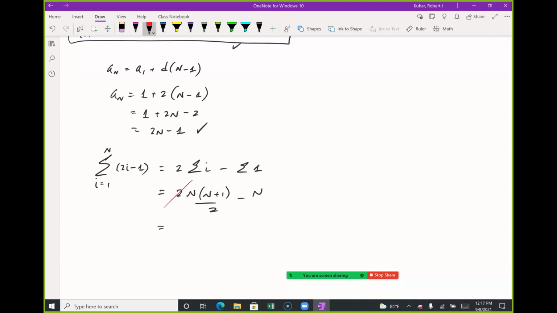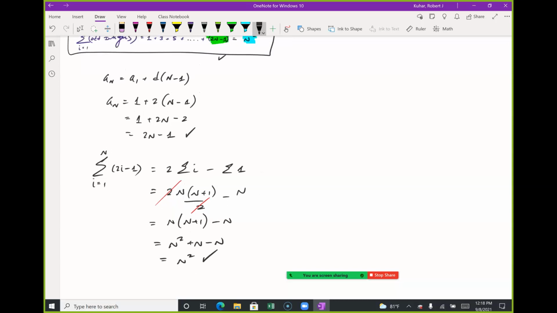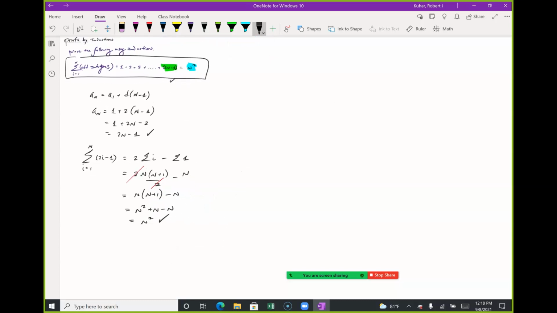So the 2's cancel here, and I distribute. And notice that I get n squared plus n minus n, and I see that I get the n squared. So I get that blue piece here. But again, that one's going to be given to you if I give you an induction problem. But you do know how to come up with it.